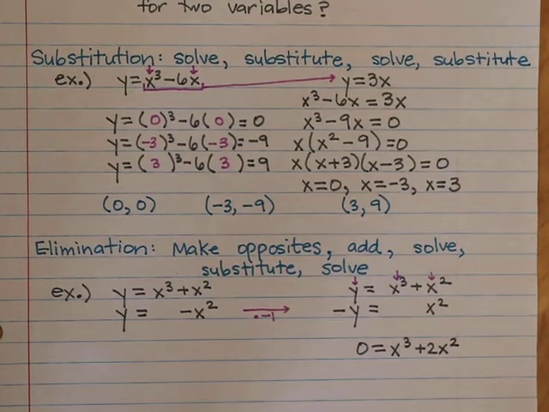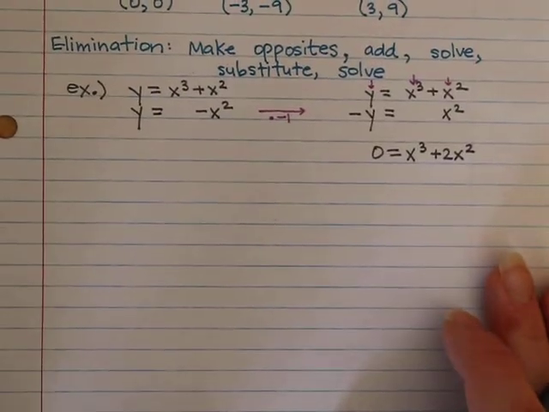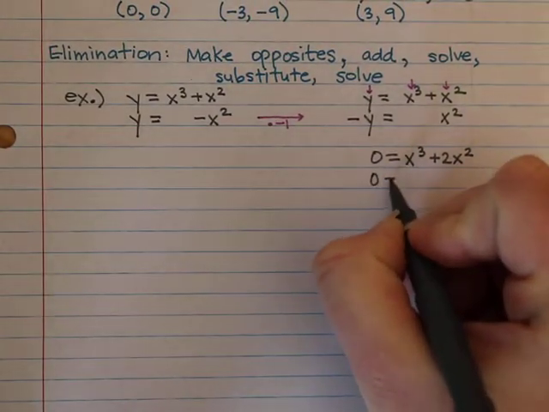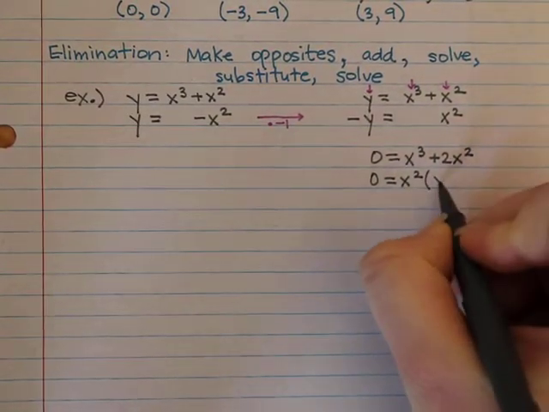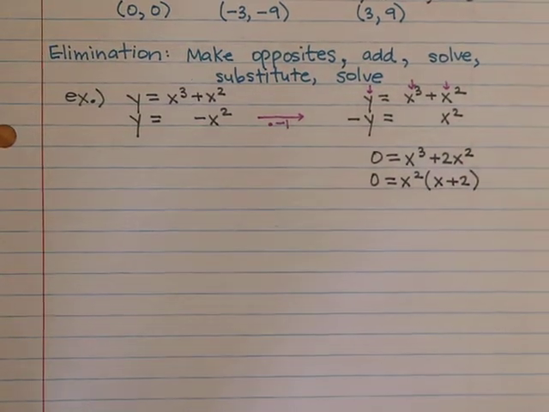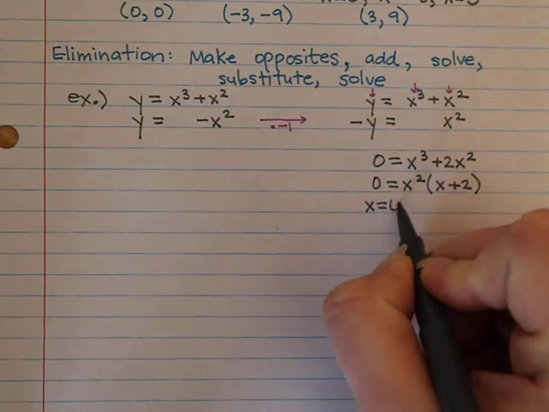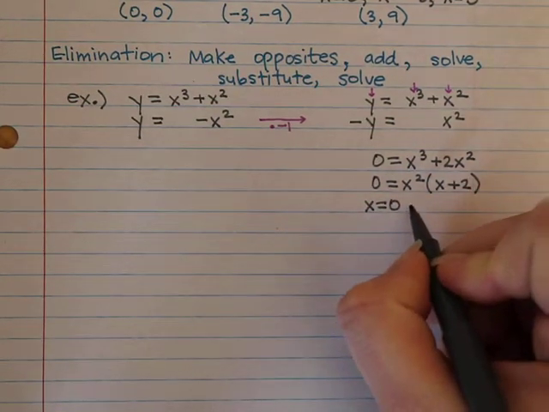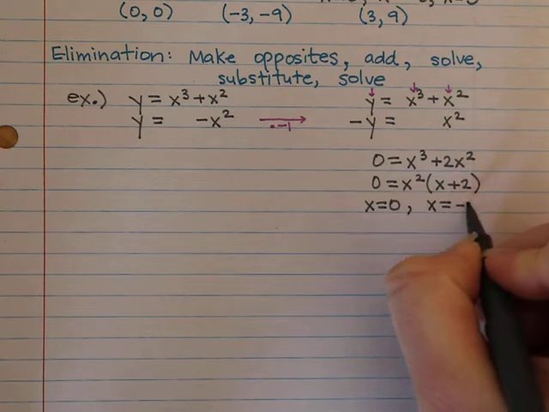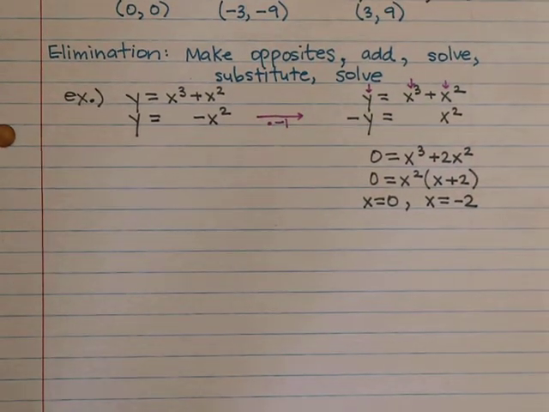Now again, multiple ways to solve this. Here's what I'm going to do. Greatest common factor of x squared. Pull that to the front. And then after that, it doesn't factor anymore. So my solutions are x equals 0 and x equals negative 2. That's my solutions for x.